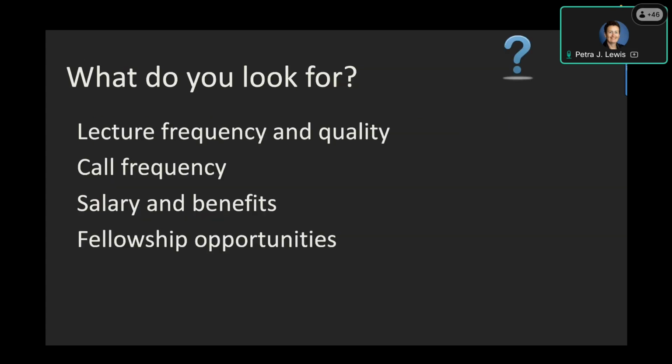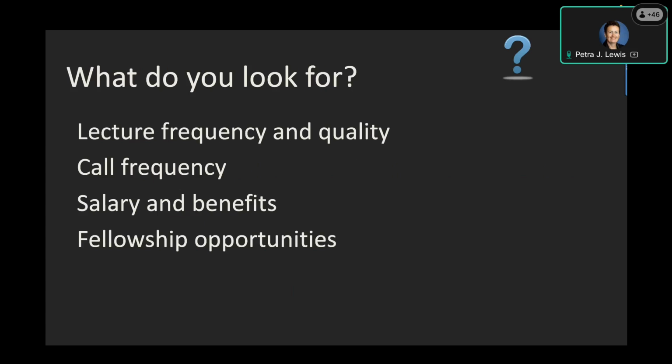How often are lectures given? Are they given by faculty and visiting professors, or are many of them given by residents? In some of the smaller community programs, there is more of a peer teaching. What's the call like? Is it night shift? How often do you do night shift? What are the salaries and benefits? What are some of the opportunities for fellowships?